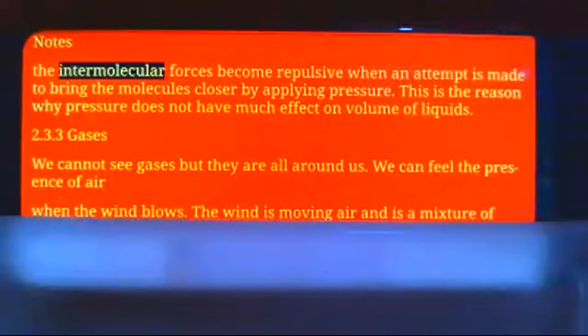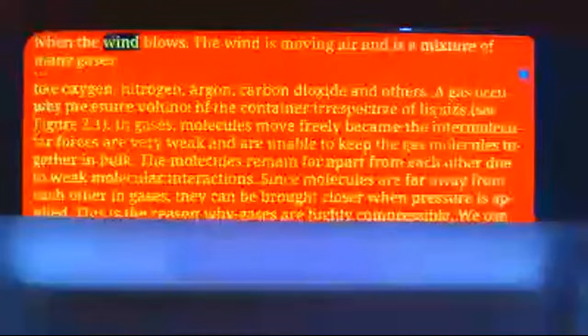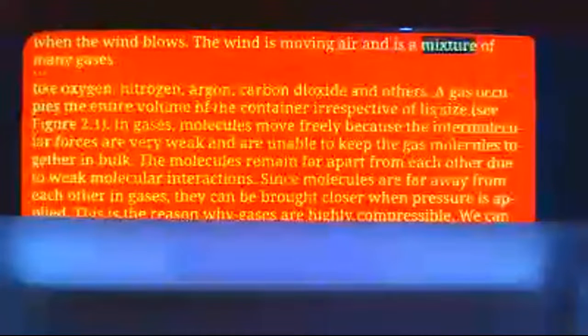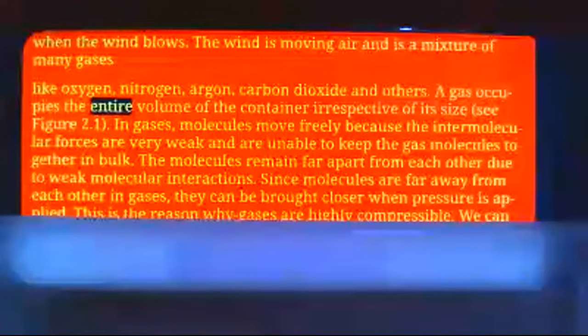Notes. The intermolecular forces become repulsive when an attempt is made to bring the molecules closer by applying pressure. This is the reason why pressure does not have much effect on volume of liquids. 2.3.3 Gases. We cannot see gases, but they are all around us. We can feel the presence of air. When the wind blows, the wind is moving air and is a mixture of many gases, like oxygen, nitrogen, argon, carbon dioxide, and others. The gas occupies the entire volume of the container irrespective of its size.